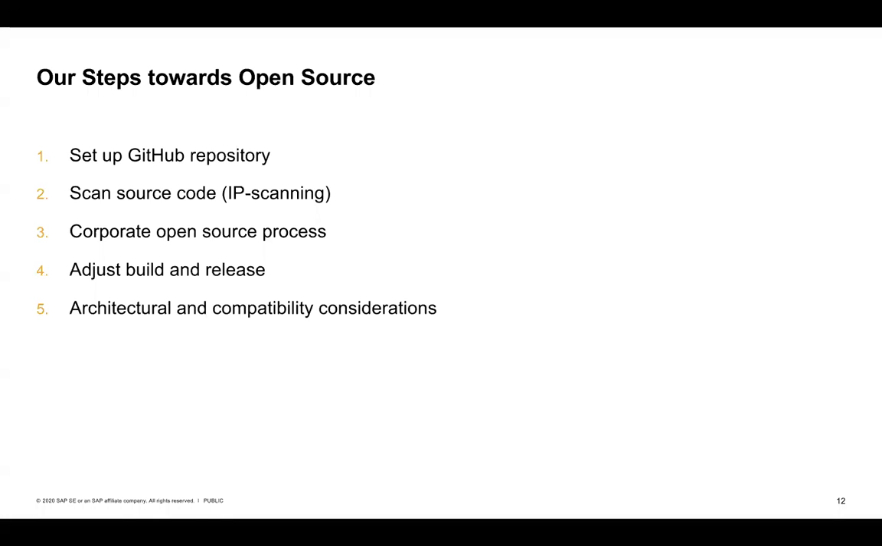And then, of course, a company like SAP has an established open source process that starts with a request with some questions answered, and then the process passes through some departments like legal, for example, and so on. And then we come to steps 4 and 5, which are very technical. And actually, these are, of course, our developers' favorite steps.